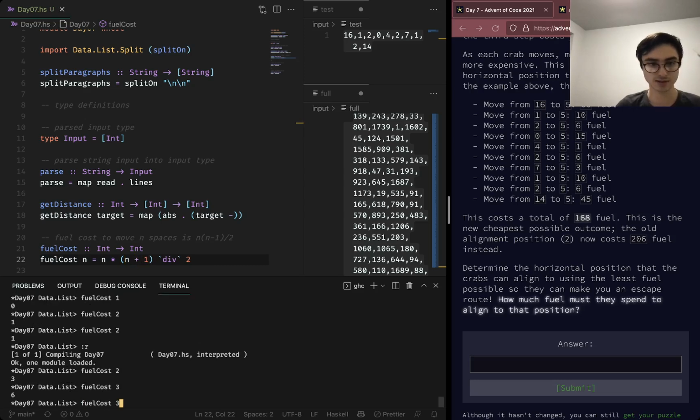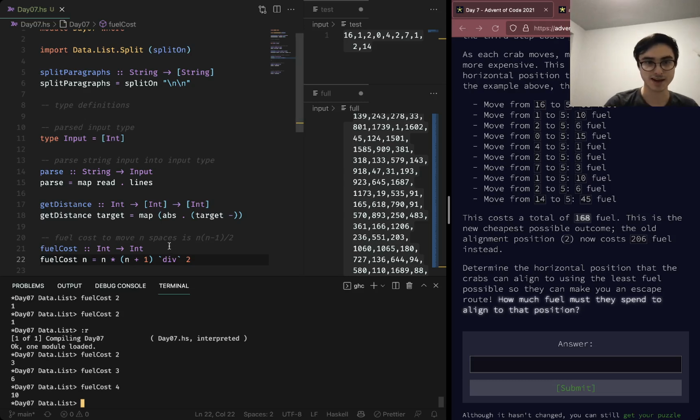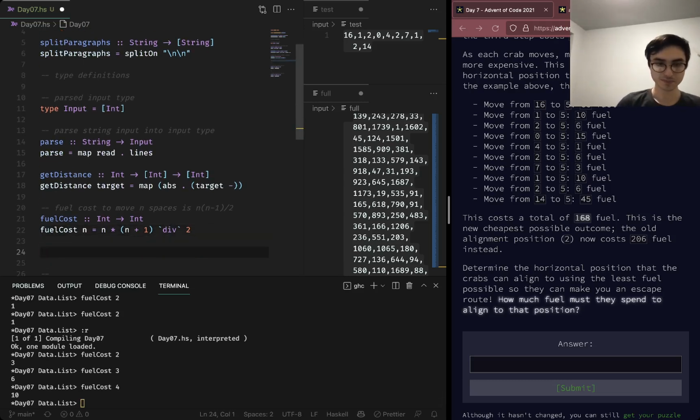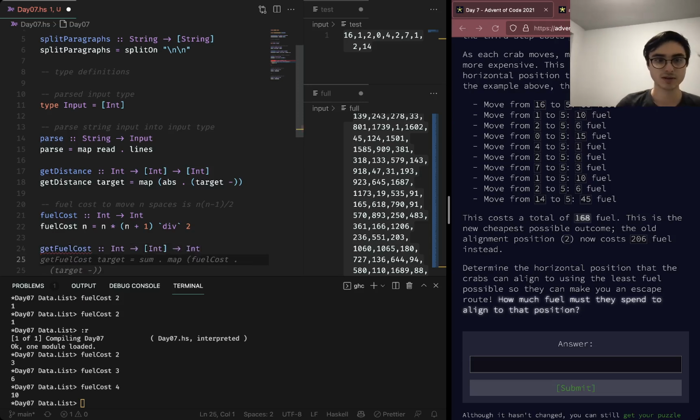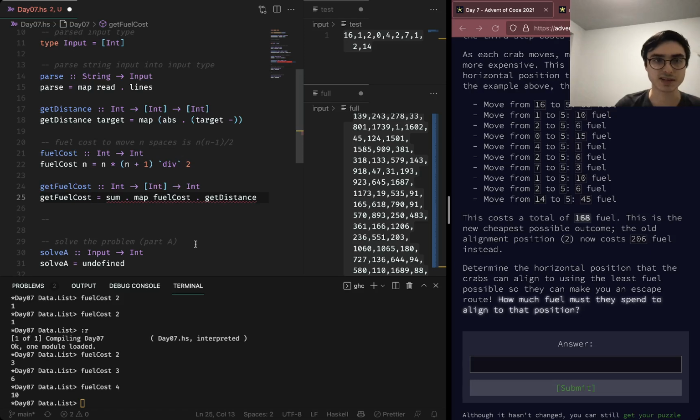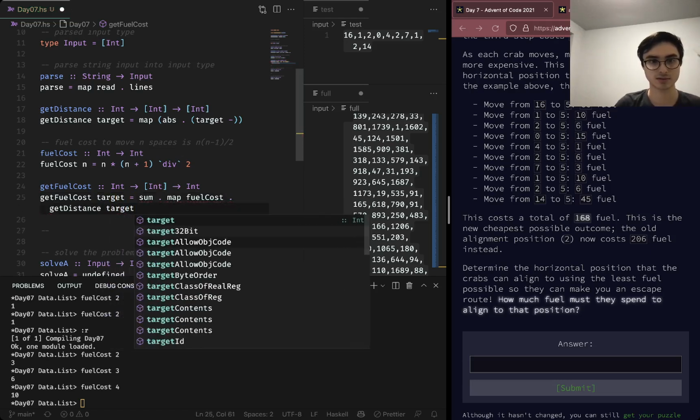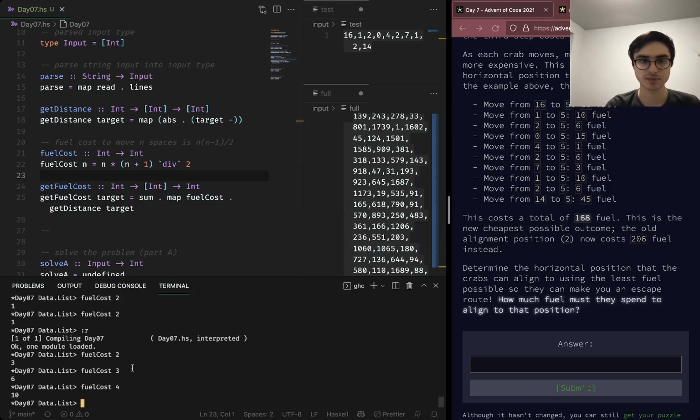Yep, that's 3, that's 6, and that's 10. Okay, so we have that. And so if we get fuel, sure, and get fuel cost is going to be, can we do this like some map fuel cost get distance? No. Right, because we have to take, so let's just play around a little bit.